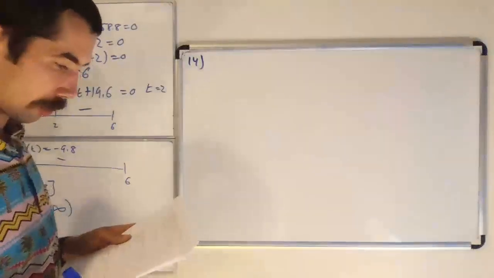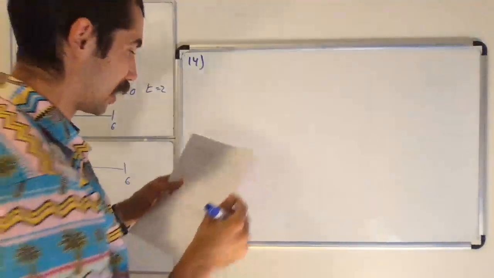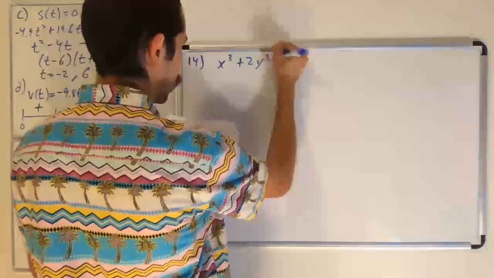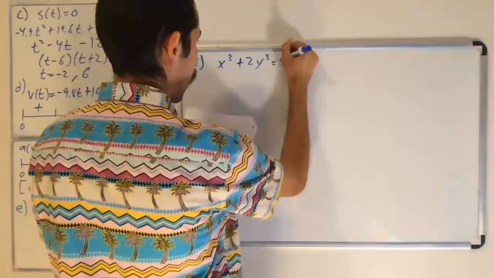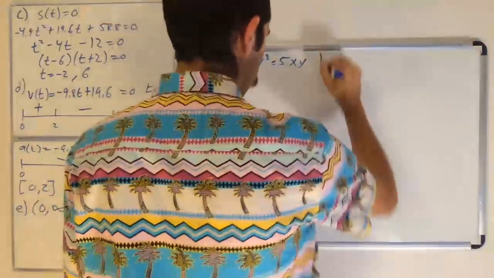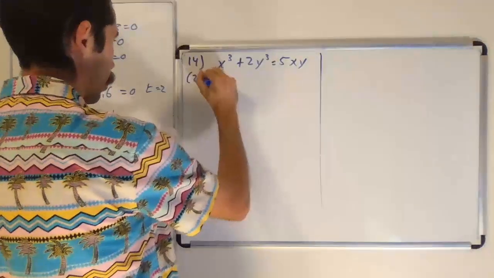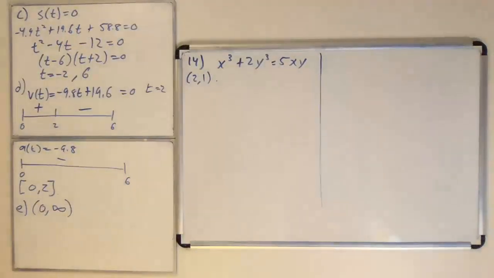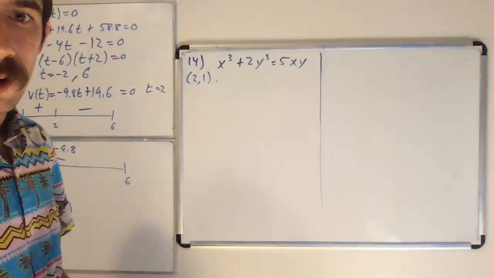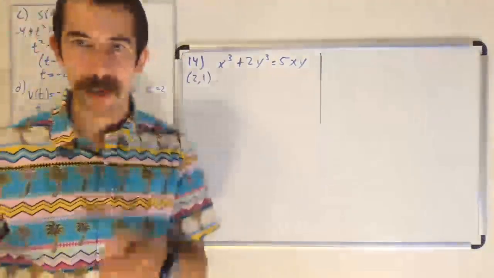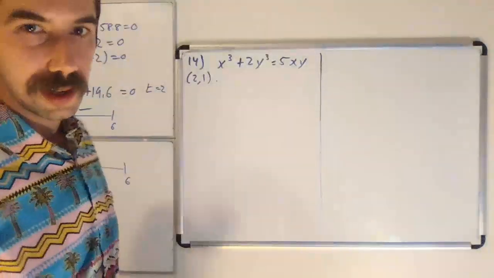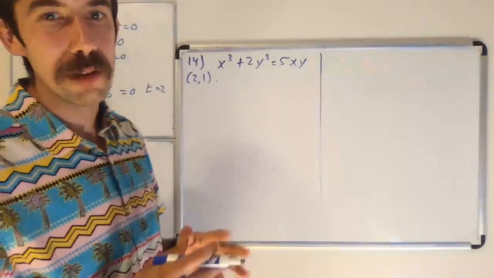Okay, find an equation of the tangent line to x to the third plus 2y to the third equals 5xy at the point 2, 1. Okay, so we have the point. To find the equation of a tangent line, you need a point and a slope. We're already given a point. And so to get the slope, we need to take the derivative of this. And since we can't solve for y, we have to use implicit differentiation.